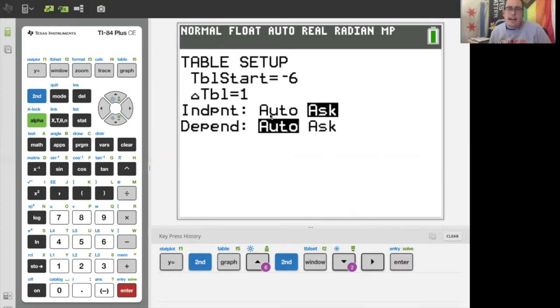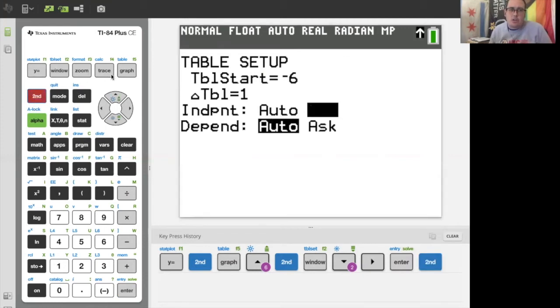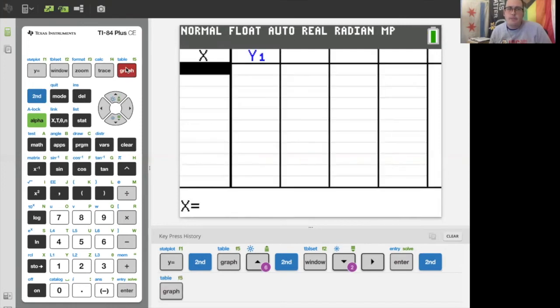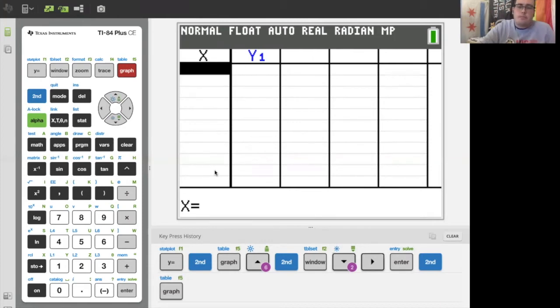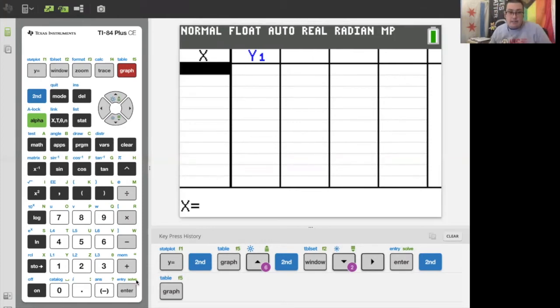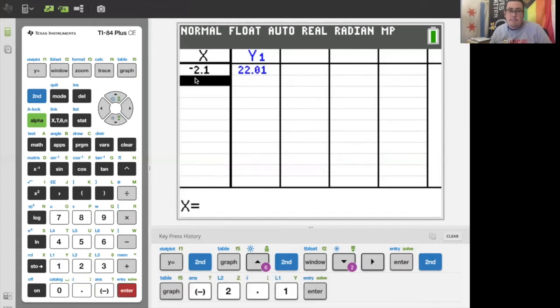And what you'll notice now is if I hit second and go to my table again, now it is not showing me actual values here. I can actually type in any values that I want. So in this case, because this is asking the limit as x approaches -2, maybe I'll do something like -2.1. I want to find out what that value is. Oh, I can actually type that value in, and it's going to show me what the y value is.